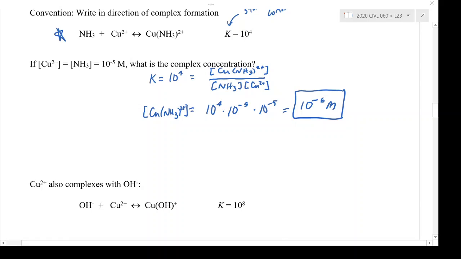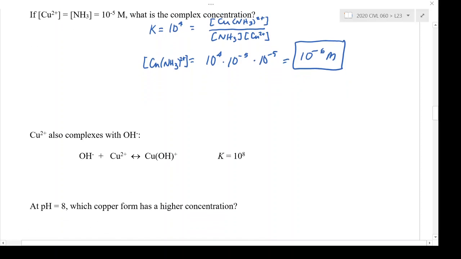But copper can also complex with hydroxide, and it can form multiple complexes, but we're only going to consider one here, and that is where copper reacts with a single hydroxide. Okay, so we have a K value of 10 to the 8th, and you can notice that the stability constant is higher than the one up above. And so let's go ahead and solve that. And here we're given that the pH is equal to 8. Okay, so I'm going to solve this over here so we can see the answer from the previous problem. So K is 10 to the 8th, which is equal to copper hydroxide complex over hydroxide and copper. And we're solving for the copper hydroxide complex, which is 10 to the 8th times 10 to the minus 6 times 10 to the minus 5.